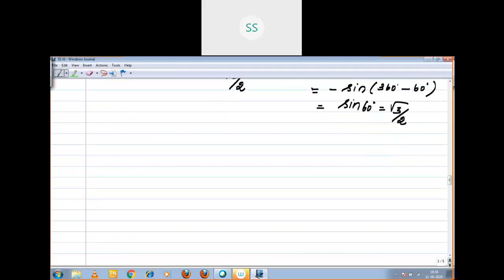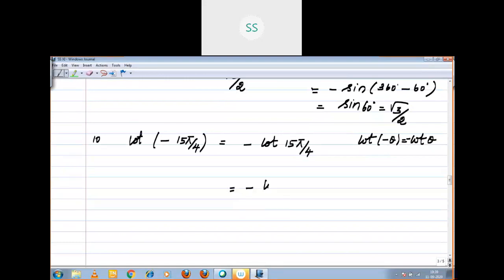Now I am going to move to question number 10. Cot of minus 15 pi by 4. Cot of minus theta equal to minus cot theta. Cos and secant alone are even functions, you will get it as positive. The rest of the things come under negative. Right. Now, minus cot of 15 into 45 degree.